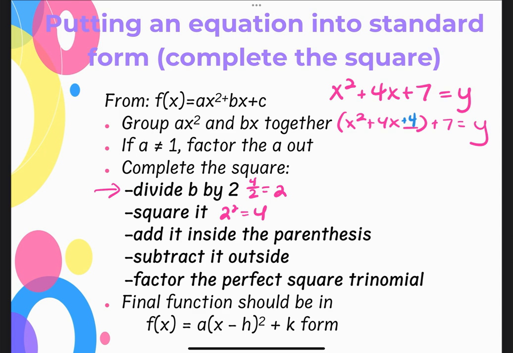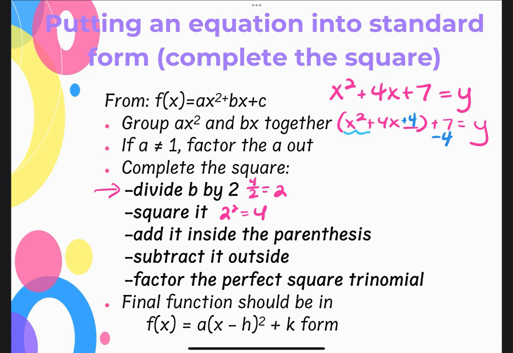And to keep the equation balanced, we have two choices. Subtract it on the same side, or add it to both sides, because you could also do that. So in this case, I'm subtracting it from the same side, so I keep this on the same side, but I also could have added 4 to both sides of the equation. Then I'm going to factor what we just made into a perfect square trinomial.